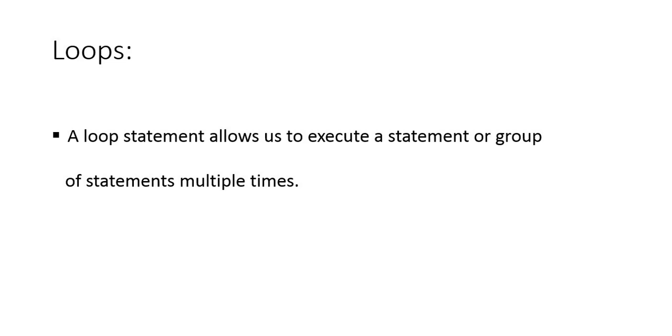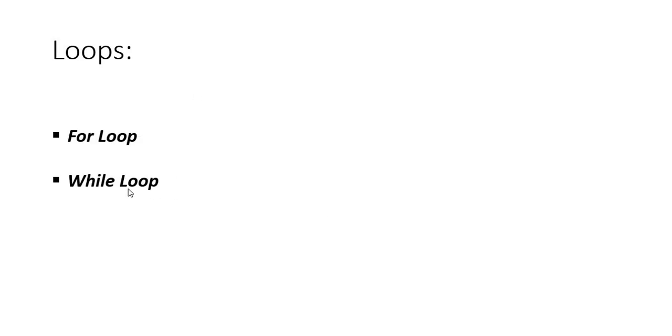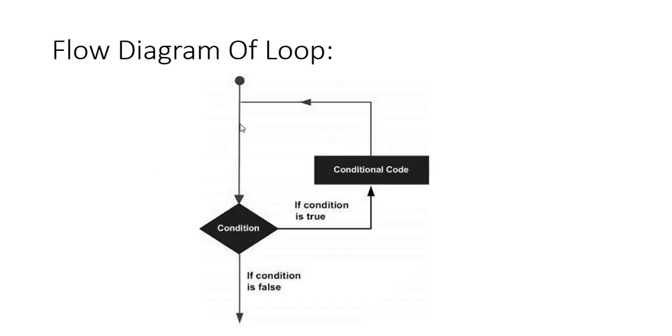In repetition, we have a technique called loops. A loop statement allows us to execute a statement or a group of statements multiple times. If one statement or multiple statements have to be executed multiple times, we use loops for that. In Python, there are two types of loops. One is the for loop and the second is the while loop. In today's lesson, we will study the syntax, execution, and implementation of the for loop.